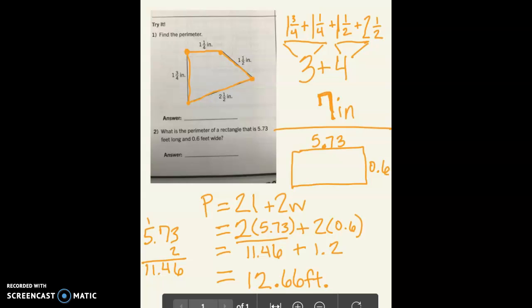So the formula in the reference material is that P, the perimeter, is 2 lengths, 2 times length, plus 2 W's, or 2 times the width. And then they put in the information, so 2 times 5 73/100 plus 2 times 6/10, and then they continue to solve, finding a perimeter of 12 66/100 feet.